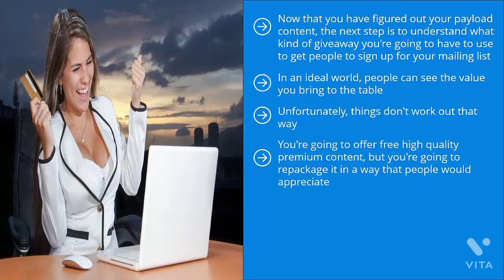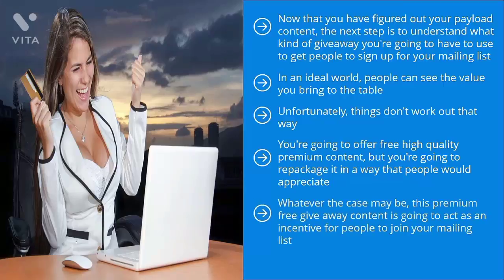You're going to offer free, high-quality premium content, but you're going to repackage it in a way that people would appreciate. Maybe you put in a book. Maybe you come up with some sort of cheat sheet or resource sheet. Or perhaps you can strip it all down into a booklet or even convert it into software form. Whatever the case may be, this premium free giveaway content is going to act as an incentive for people to join your mailing list. They get a copy of whatever it is you are giving away for free in exchange for their email. I call this an ethical bribe.